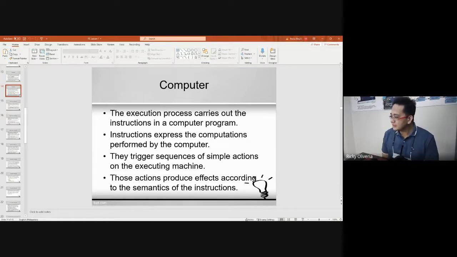So the execution process carries out the instruction in a computer program. The instruction expresses the computation performed by the computer, so ilalabas lang niya. Okay? They triggered sequences of simple actions on the executing machine. Those actions produce effects according to systematic semantics of the instruction.